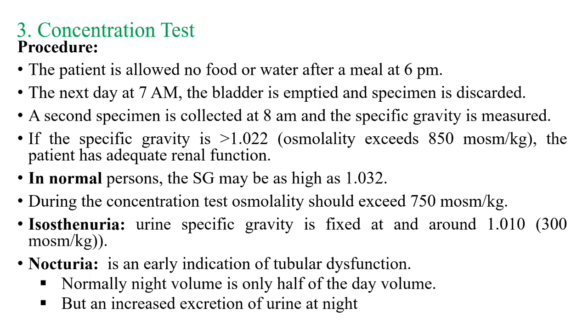Isosthenuria is a condition where specific gravity is fixed at 1.010. It is an early sign of glomerulonephritis. And nocturia means passage of more urine, more than 500 ml at night, which is an early sign of tubular dysfunction.